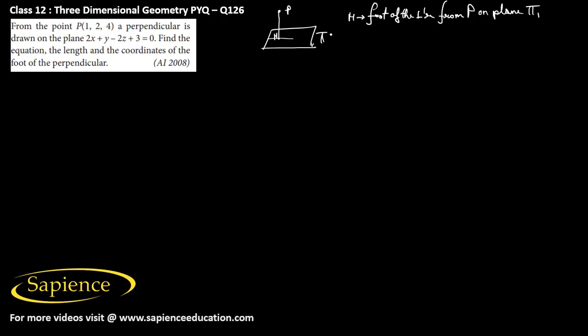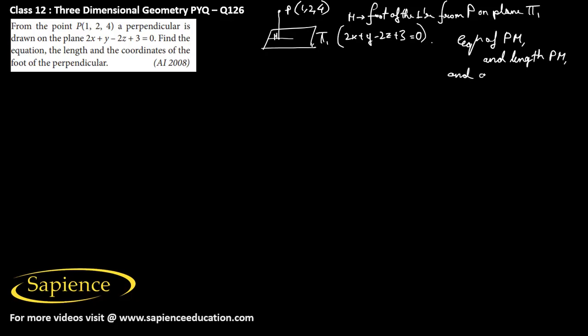And the equation of this plane pi 1 is given as 2x plus y minus 2z plus 3 equal to 0, and the coordinates of the point P are given as 1, 2, 4. We have to find the equation, the length, and the coordinates of the foot of the perpendicular. So we need to find the equation of the perpendicular PM, the length PM, and also the coordinates of the point M.